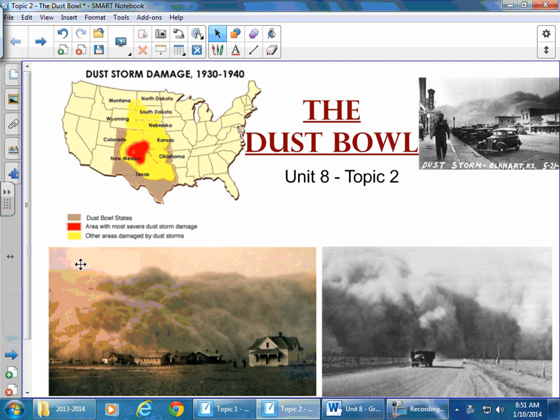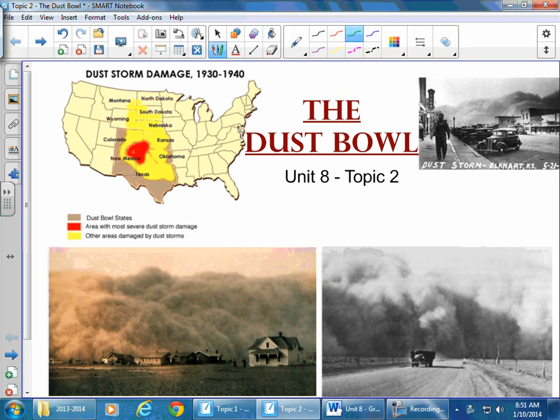All right, second thing we're going to look at regarding the Great Depression is the Dust Bowl. Now, this is actually the nickname, so we can put it in quotes. This is going to be a period of time during the Great Depression where a series of severe dust storms, and you probably think some of these pictures are photoshopped, but they're not. It really was a tragic period.